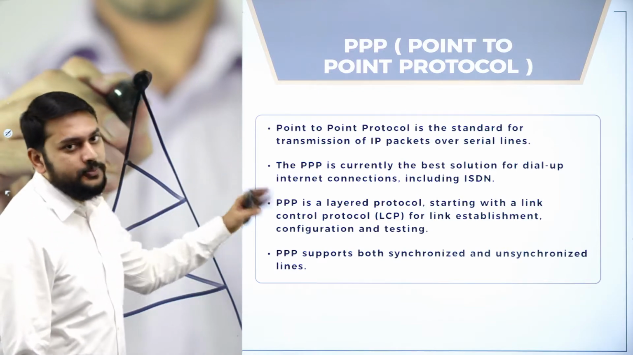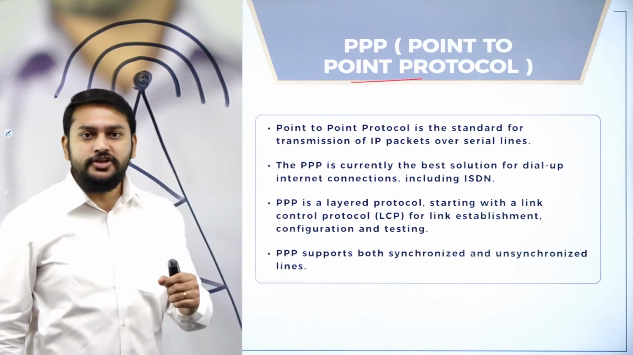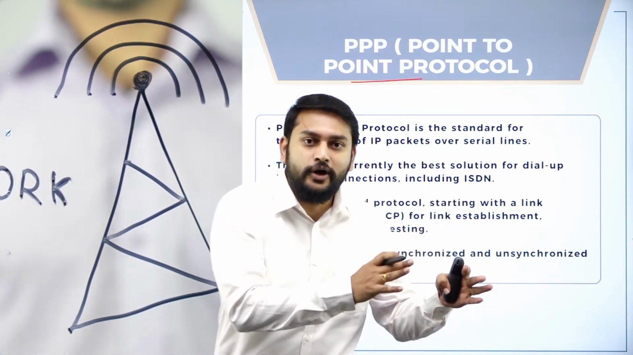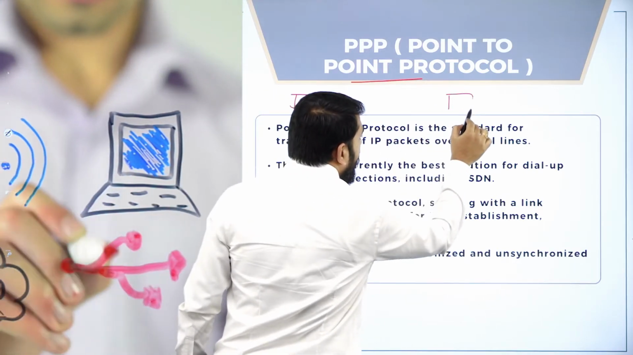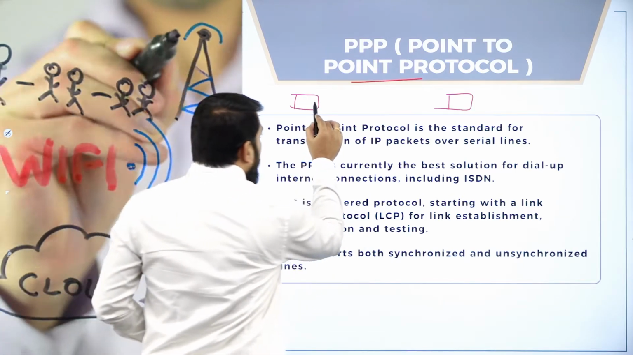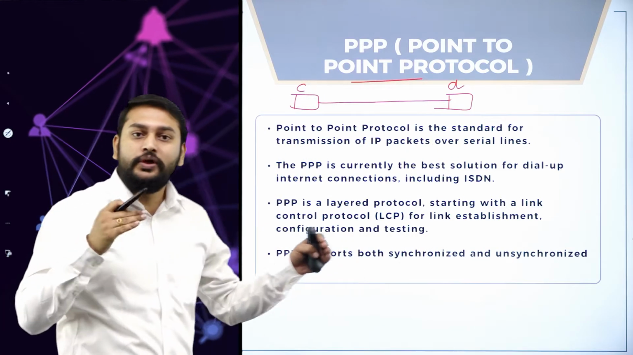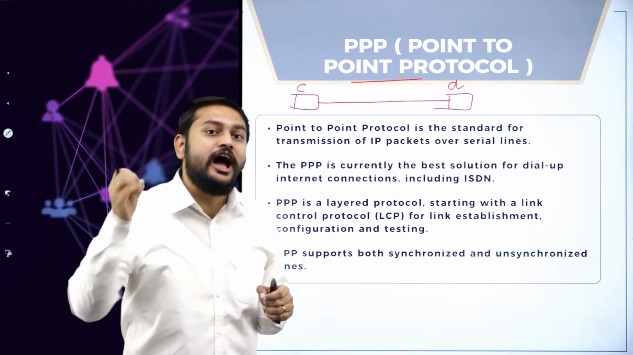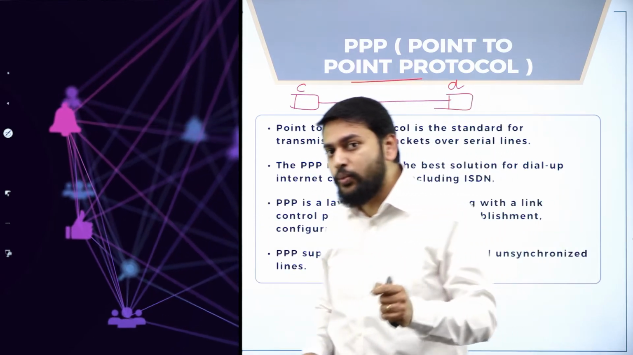So I have PPP. What is PPP? Point-to-Point Protocol. Basically, I use this protocol to transmit data from sender to receiver using a dial-up connection. Imagine I have a sender and a receiver. Instead of sender, I will call this a caller and a callee. I will establish the connection with the help of a dial-up connection. What am I trying to transmit? I'm trying to transmit IP packets one by one.